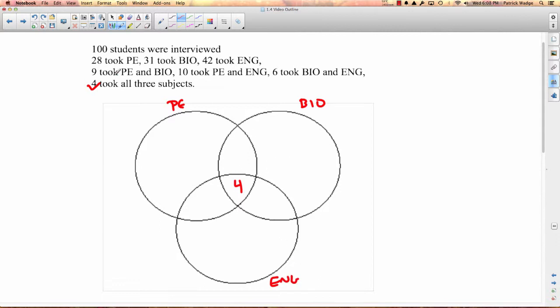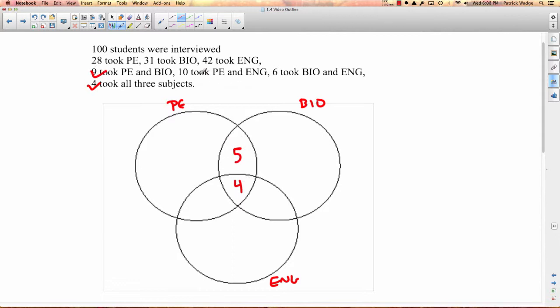Okay, 9 people took PE and Bio. So where's the PE and Bio area? The PE and Bio area is this whole thing, right? All this in here. We already have a 4 in there. And it says that 9 people took those 2 courses. So if there's already a 4 there, how many people are left in here? 5. You put 5 in there, you now have 9 people in there.